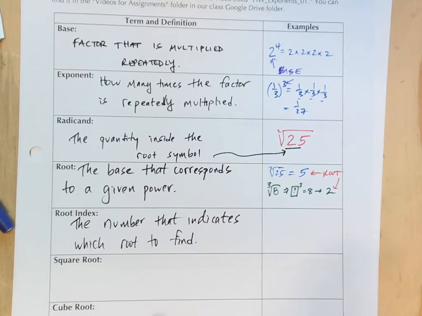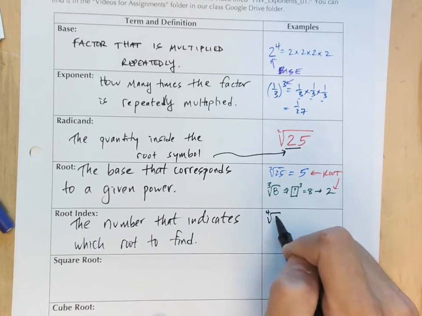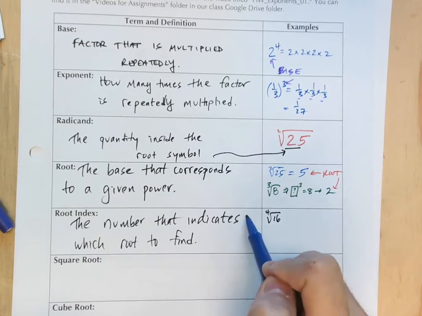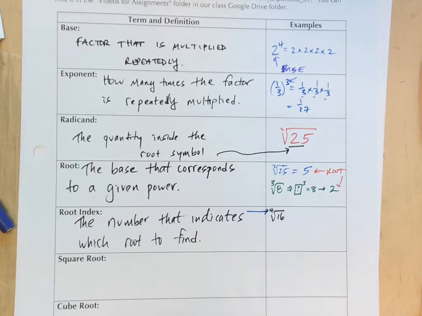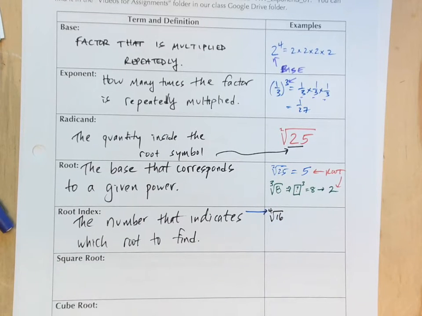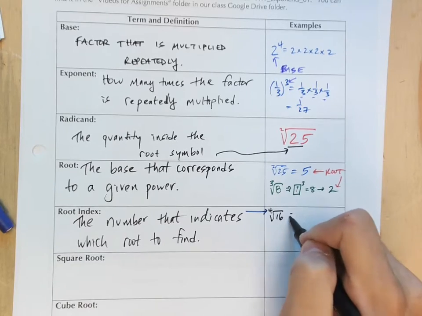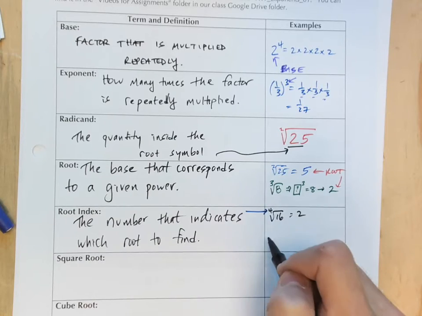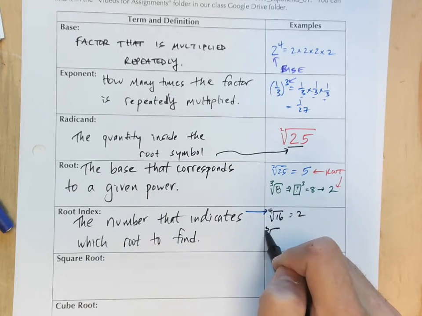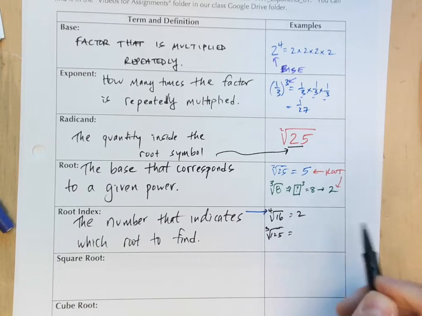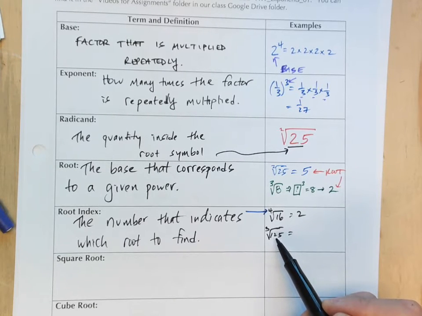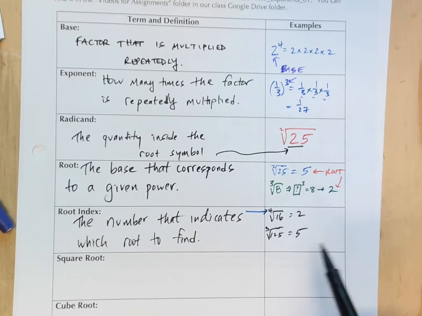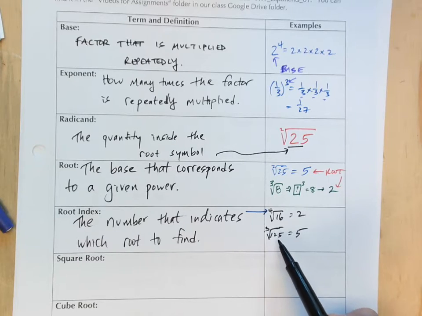So here, the root index, I could have the fourth root of 16. 4 is the root index. So this is the 4 we're talking about here. I'd be thinking to myself, which number to the fourth power gives me 16? And I know that's 2. So I would say 2 is the fourth root of 16. I could have a root index of 3 with a radicand of 125. I'm thinking to myself, what number cubed gives me 125? And I know 5 times 5 times 5 is 125. So 5 is the third root of 125.